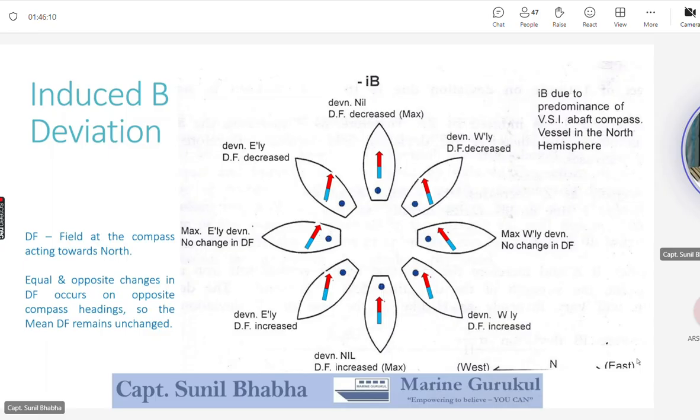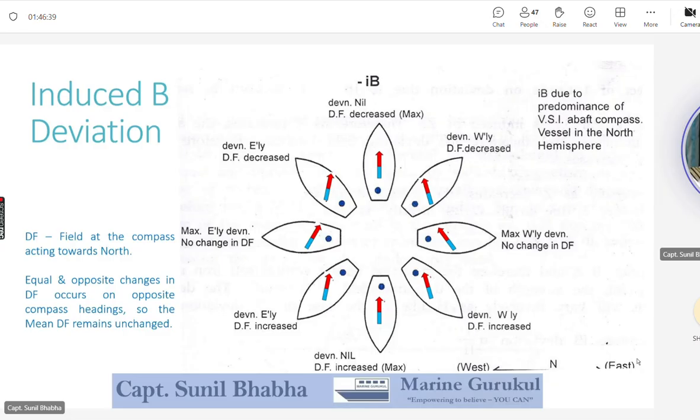Okay, great. सर आपने जैसे बोला था funnel affects this induced B. So what about this ultra large container carrier sir, जिसमें funnel पीछे की तरफ होता है and accommodation आगे की तरफ जिसमें compass बैठा रहता है? In those case, this induced B is there? Beta, in normal merchant vessels also the funnel is aft of the accommodation only or aft of the compass only. So the effect will be same.